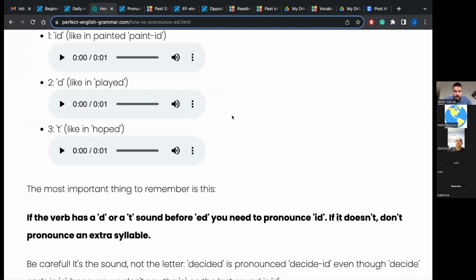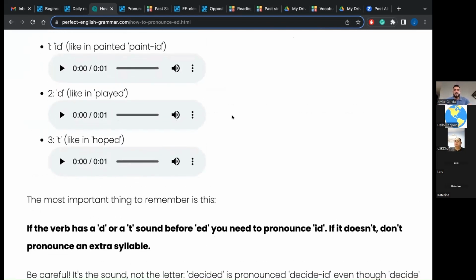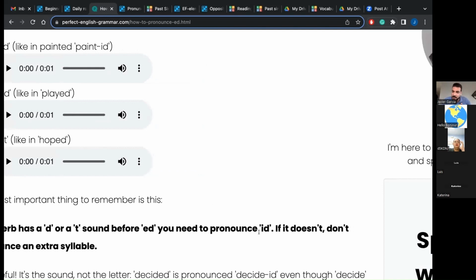The first part here is the sound of the ed, of the ID, I'm sorry. So the ID has to be used if the verb has a D or a T sound. Notice that I said a D or a T sound, not the letter, but the sound of the letter. So if it has the sound of the D or the T at the end before the ED, we have to pronounce the end of the word as an ID.